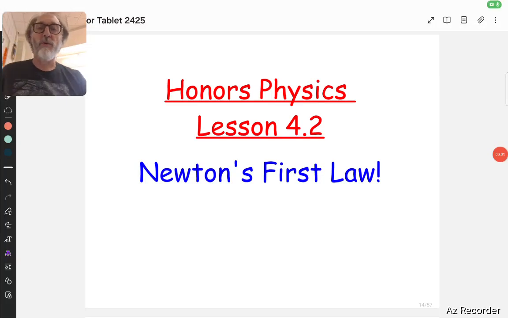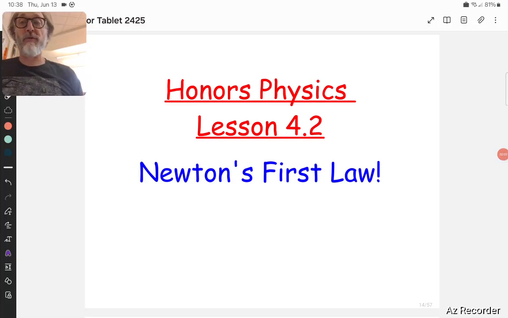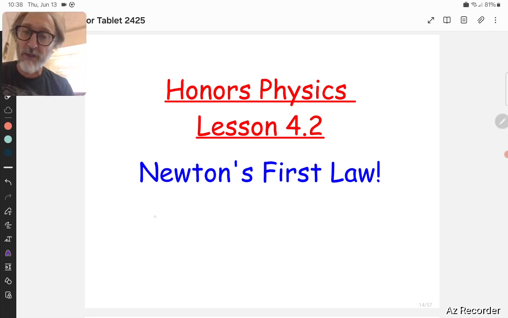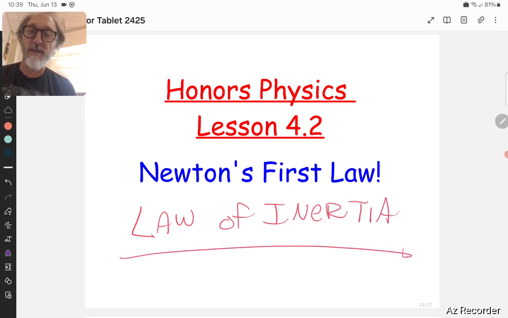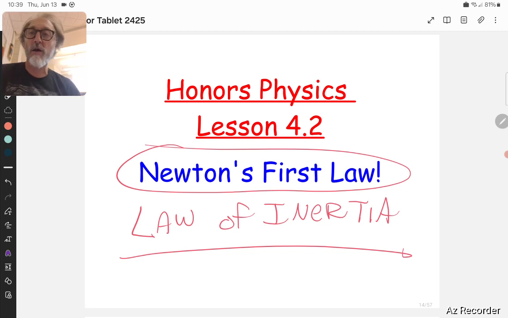Right, here we go. So now we get to learn about how forces affect motion. We're going to learn what is called Newton's first law. It is often called the law of inertia. So if you ever hear somebody refer to the law of inertia, that is another name for Newton's first law.